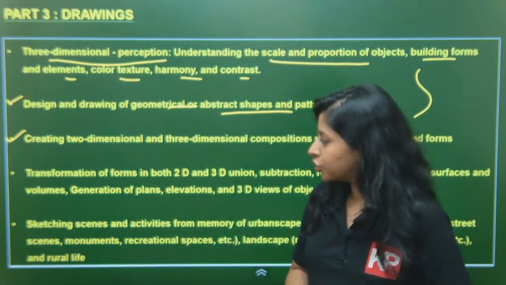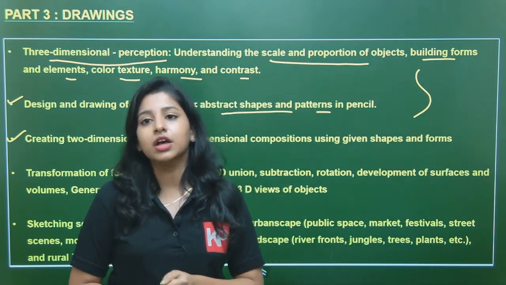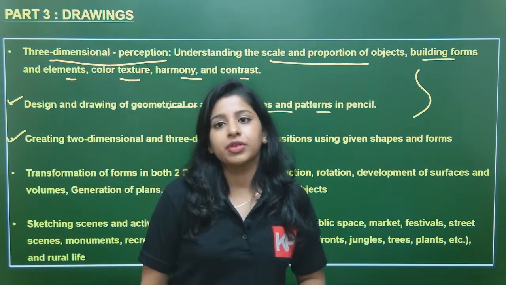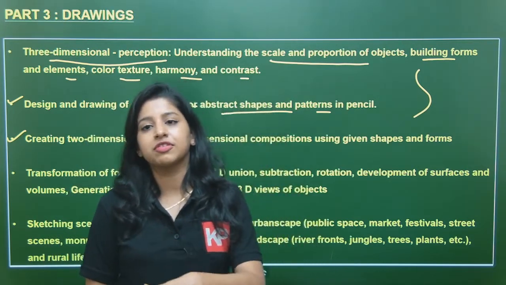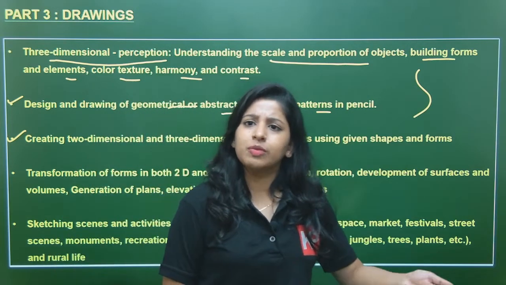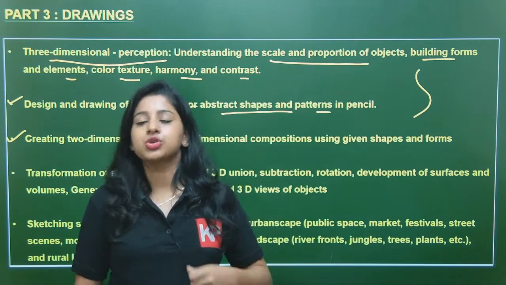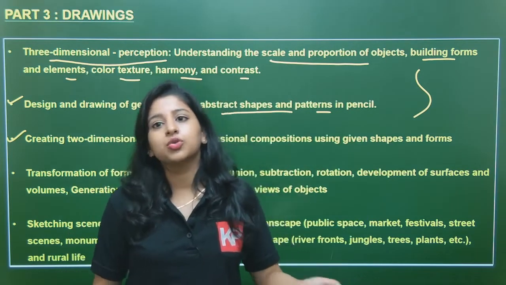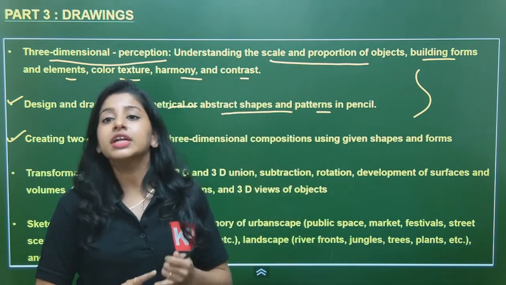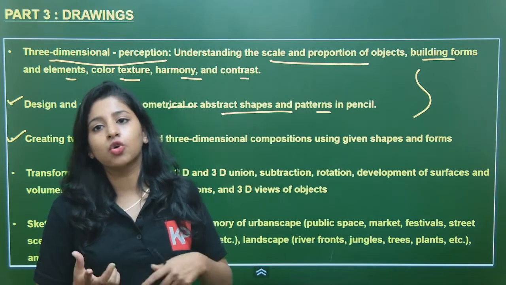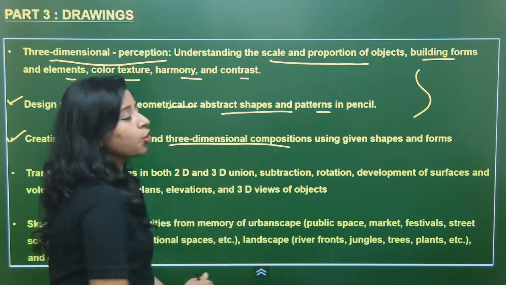Your third point is creating 2D and 3D compositions using given shapes and forms. Let me explain it to you by giving an example of a question. Maybe there's a question that just by using a cube of 3 by 3 by 3 centimeter size, and a cuboid 3 by 2 by 4 centimeter size, create a composition which looks visually pleasing, use colors to give some texture and depth to it. So here you will be asked to use 3D shapes, cube, cuboid, cylinder, cone, and with those 3D shapes, you have to create a three-dimensional composition.